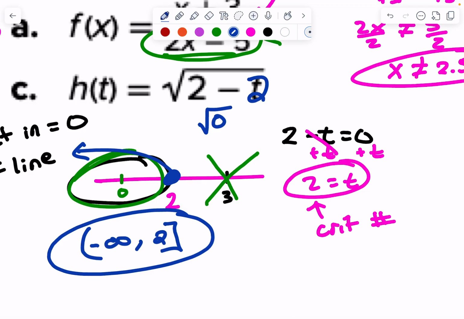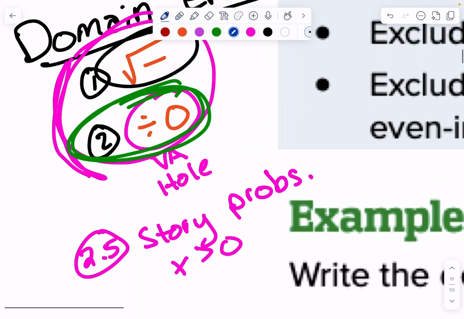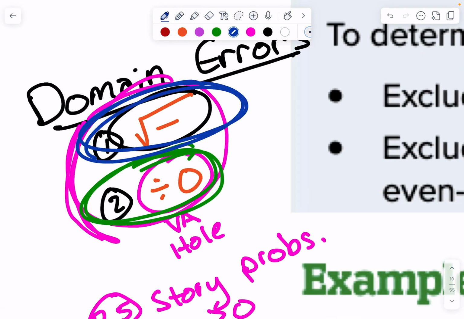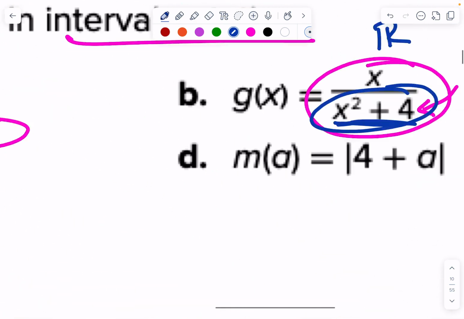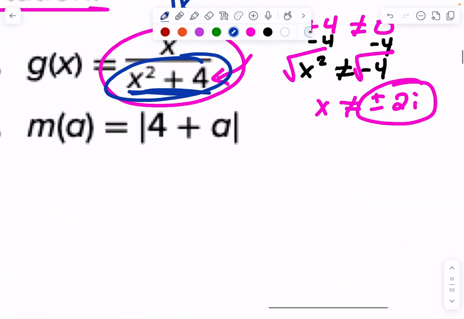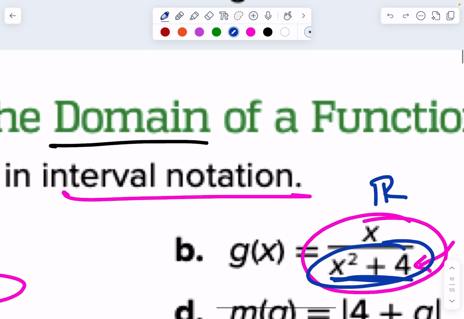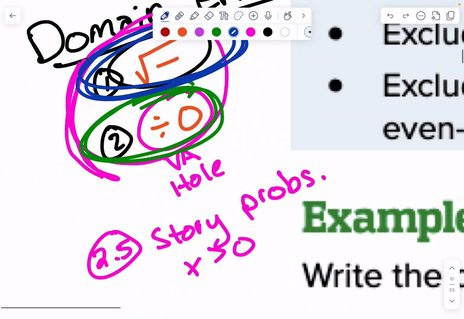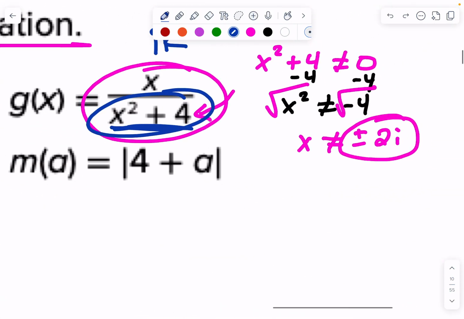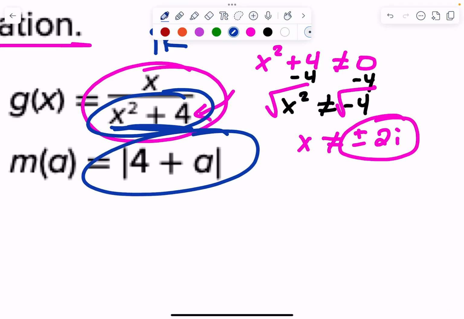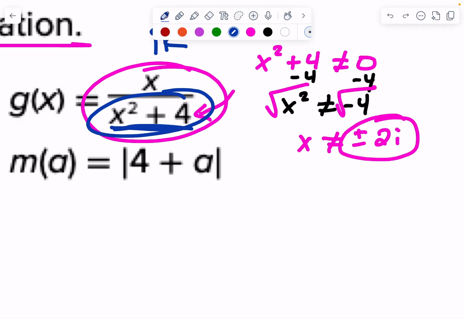All right, so a little bit more work involved when you're dealing with domain error number 1 than domain error number 2. Okay, last one on this is the absolute value of 4 plus a, right? Now we have to think about these two rules: a negative inside of a square root and dividing by 0. So it does not have a square root, and it does not have a bottom. So that's kind of interesting. How do I figure out what a can and can't be when it doesn't violate any of the rules?